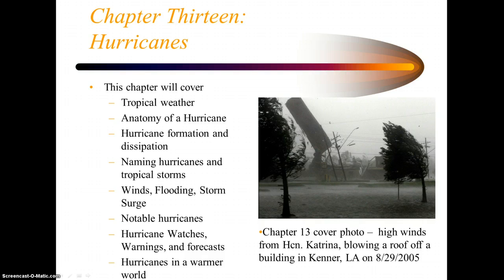So in this chapter, we're going to cover tropical weather, which is quite different from mid-latitude weather, the anatomy of a hurricane, how hurricanes form and dissipate, the naming of hurricanes and tropical storms, that's always interesting to students, winds, flooding, and storm surge, the kinds of damage you can get from hurricanes, notable hurricanes in history, and the difference between hurricane watches and warnings, and also other hurricane forecast products. And we'll talk about at the end of the chapter how hurricanes may develop in a warmer world, if in fact we are warming up.